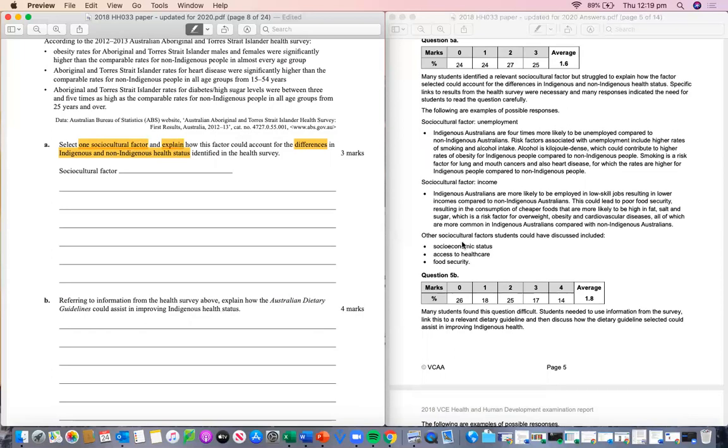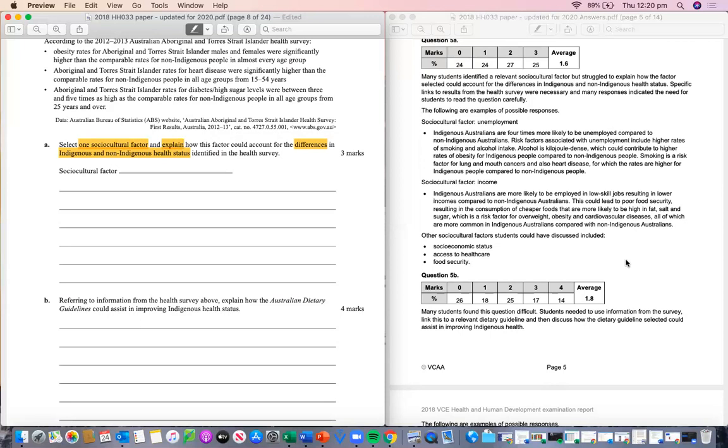So, we'll look at income firstly. I think we only need to focus on one. Indigenous Australians are more likely to be employed in low-skilled jobs, resulting in low incomes compared to non-Indigenous Australians. This could lead to poor food security, resulting in the consumption of cheaper foods that are more likely to be high in fat, salt, and sugar, which is a risk factor for overweight, obesity, and cardiovascular diseases, all of which are common in Indigenous Australians compared with non-Indigenous Australians.